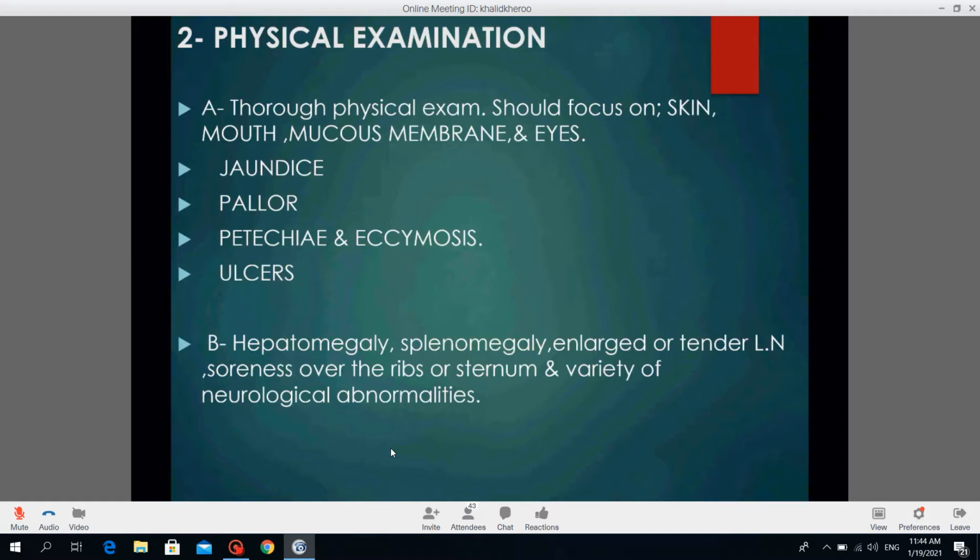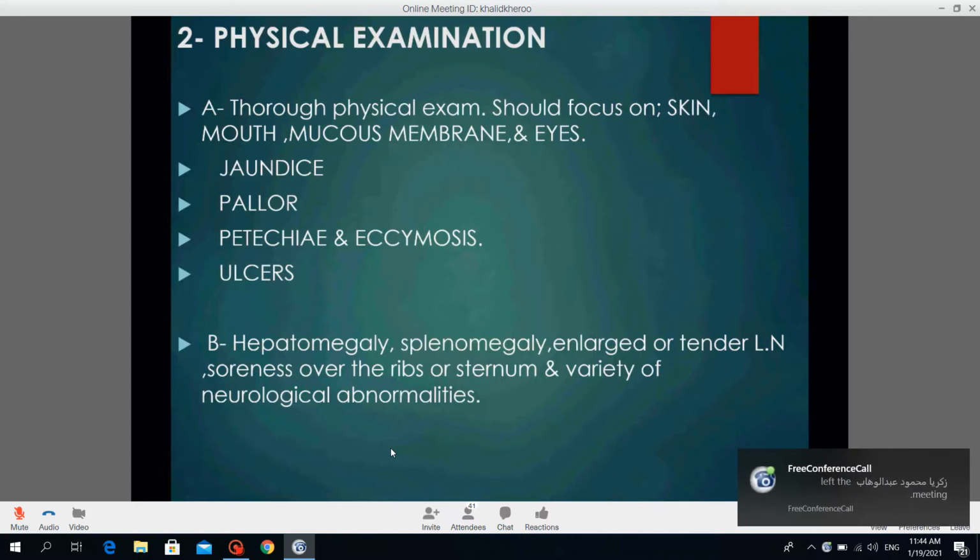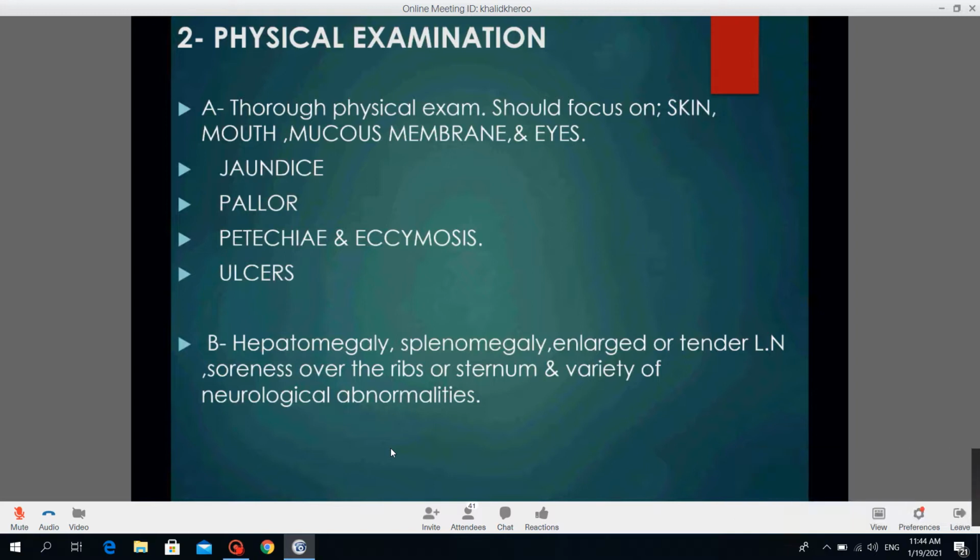When we say ecchymosis, this means that there is a spontaneous bleeding, a spontaneous loss of RBC in the skin, an escape from the blood vessels. Bruises are the same, but bruises occur after exposure to trauma. When there is a trauma, this results in bruises, whereas when it occurs spontaneously, we call it ecchymosis.